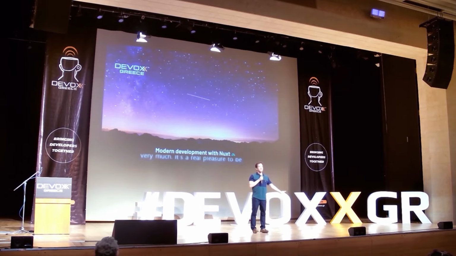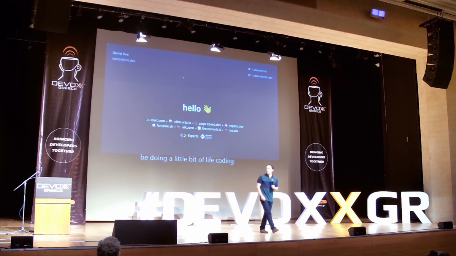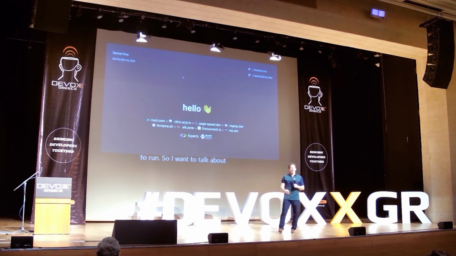My name is Daniel Roe, and I'm going to be talking about modern development with Nuxt, which I very much hope is what the slide behind me says. But if you want to, by the way, feel free to come to the front and fill in the space if that would help. I'll be doing a little bit of live coding later on. So I want to talk about a number of things.